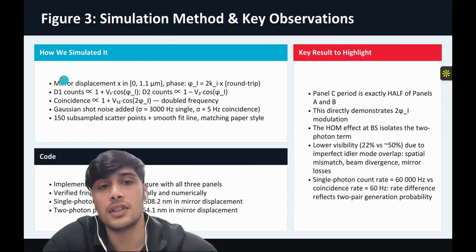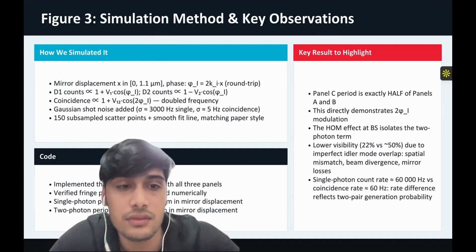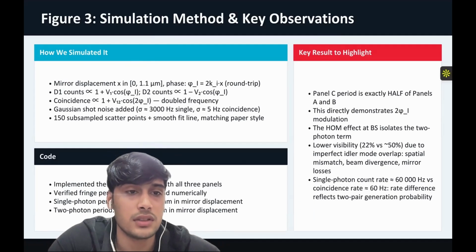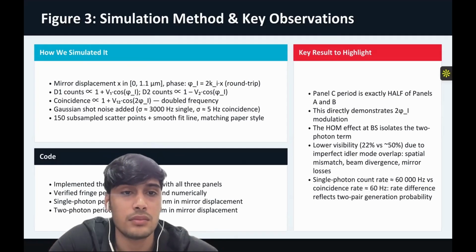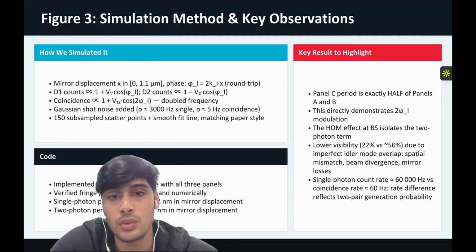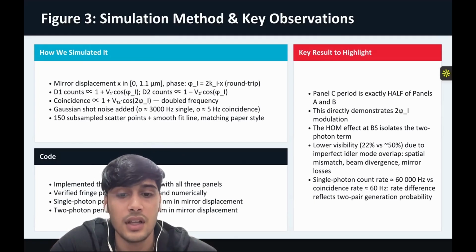Now let me explain the simulation methods and our key observations. The simulation is kind of straightforward but carefully parameterized. We define the mirror displacement x running in the range 0 to 1.1 microns. The round trip phase phi I is equal to 2 k_i times x, where k_i is the idler wave vector.